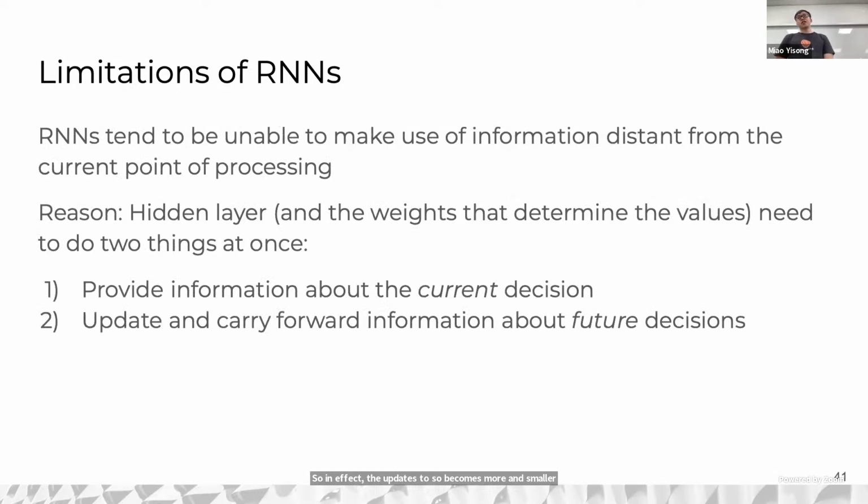So we say that there's theoretically unlimited context, but it's also known that RNNs are unable to make use of information too distant from the current point of processing. The reason is that the hidden layer needs to do two things at once, which is provide information about the current decision and also update and carry forward information about future decisions.